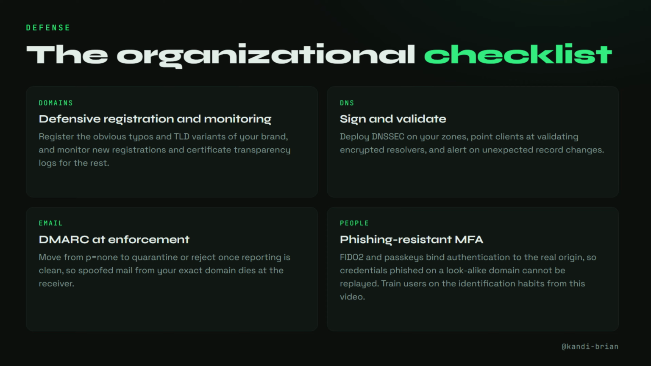People. Deploy phishing-resistant MFA. FIDO2 security keys and passkeys bind authentication to the real origin, so credentials phished on a lookalike domain simply cannot be replayed. And train your users on the identification habits from this video, because every technical control we covered has a human backstop. So that's it. 3 layers, 1 habit, verify before you trust.